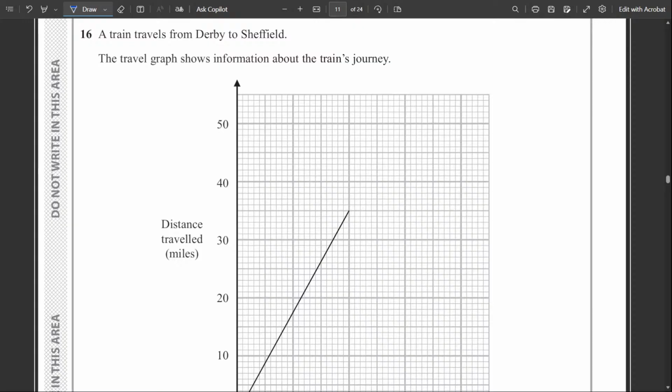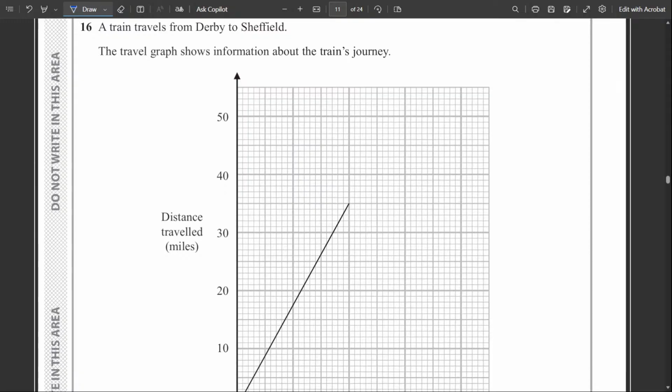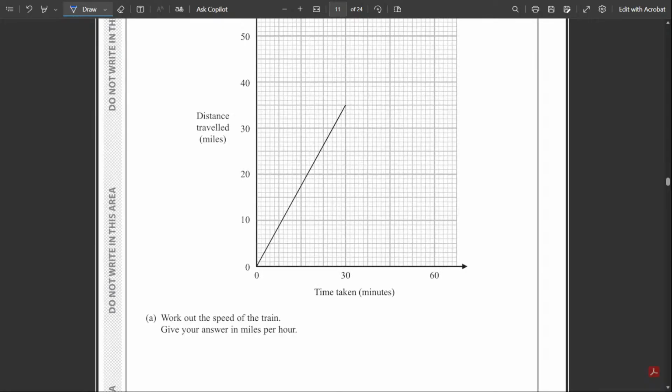Right. Okay. The train travels from Derby to Sheffield. The travel graph shows information about the train journey. It generally asks you to complete that. Work out the speed of the train. Give your answer in miles per hour.